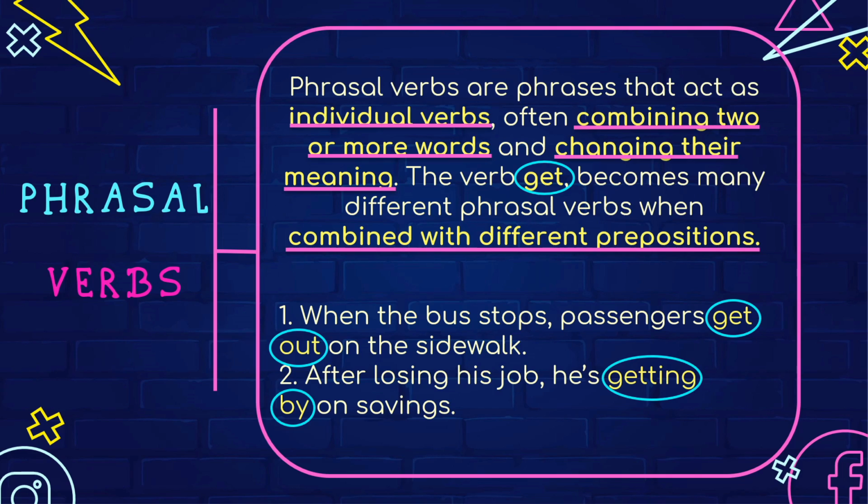The main verb here is the word get. But when they add another preposition with the word get, out and by, it tends to change the meaning. Get out and get by act as their own verbs right now. It's not that get is a respective verb and out is a preposition. No, instead they work together. Get out and get by. Okay, these are examples of phrasal verbs.